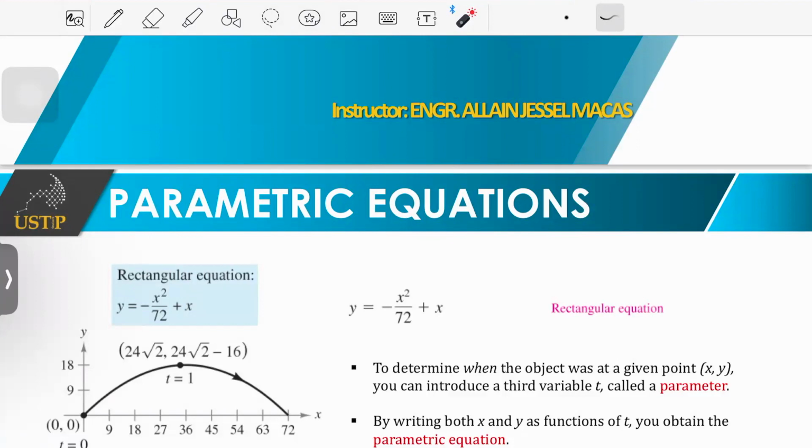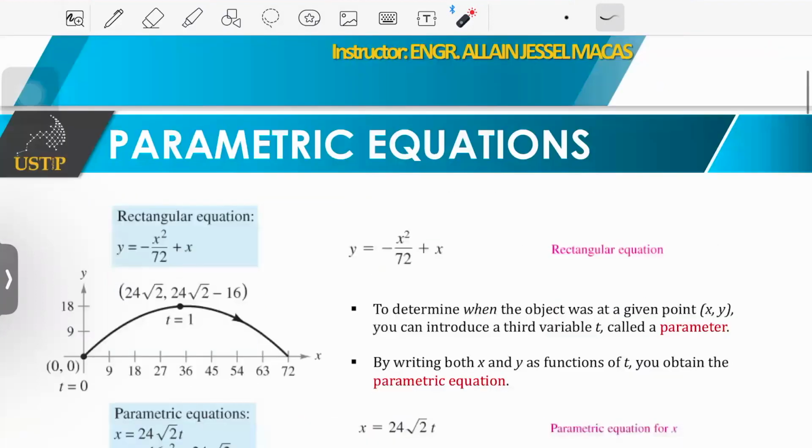What are parametric equations? So, we've solved a lot of equations, class. Kaya nga yung itsura, no, x and y variables. Okay. And this is what you call the rectangular equation. Now, if we introduce another variable, class, which is variable t, we call it the parameter. And if we write x and y both as functions of t, we obtain what you call the parametric equation.